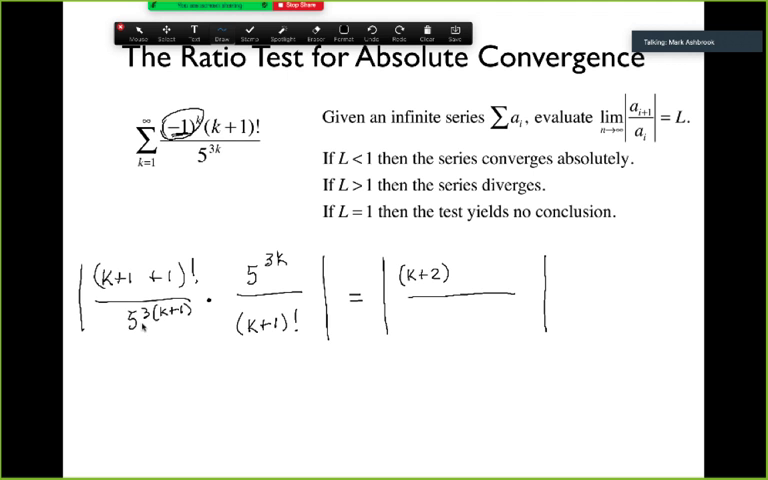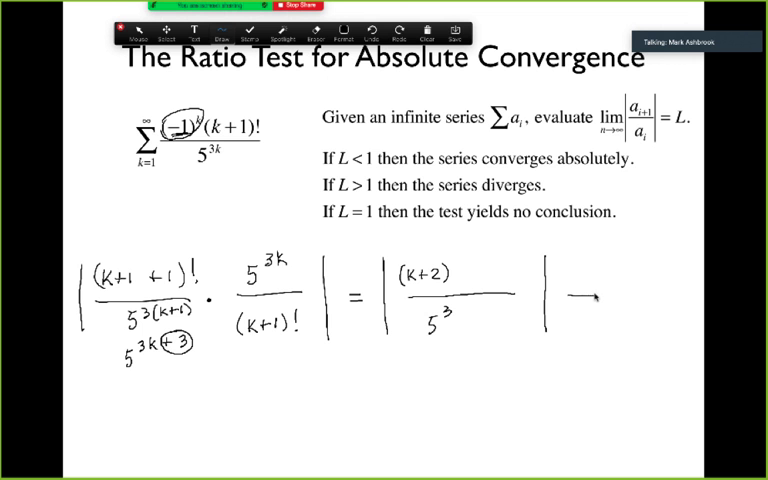You gotta be careful here. 5 to the 3k. And what is 5 to the 3 times k plus 1? That's 5 to the 3k plus 3. It's 3. Because this is 5 to the 3k, evaluated at k plus 1 gives us 3 more 5s in the denominator. So we're going to have 5 cubed. Not just 1 more 5, but 3 more 5s. So I have 3k number of 5s, I have 3k plus 3 number of 5s. So that means 3 more 5s in the denominator.